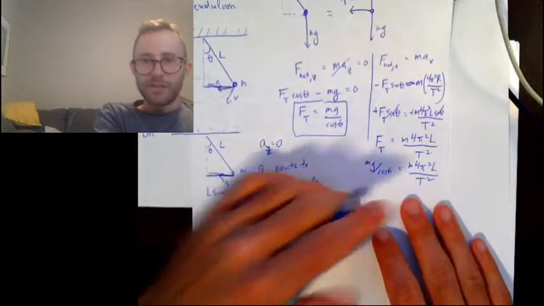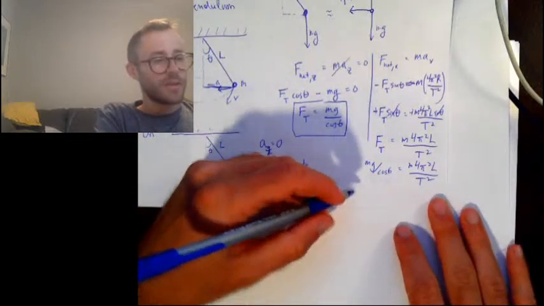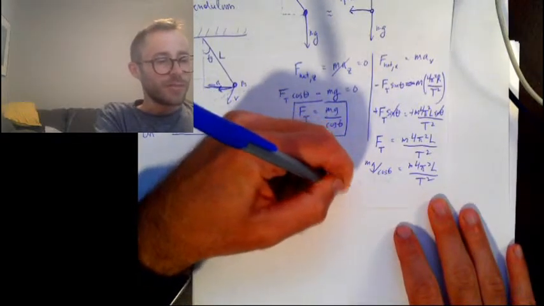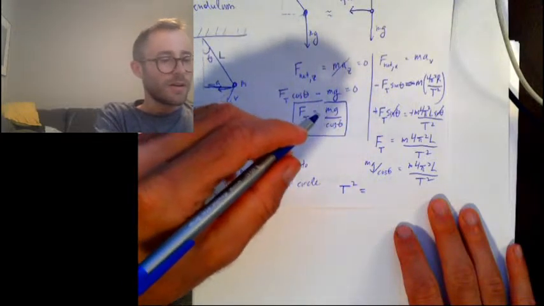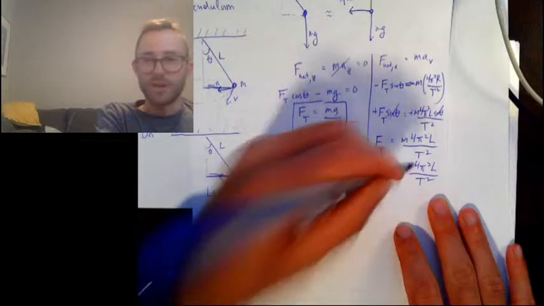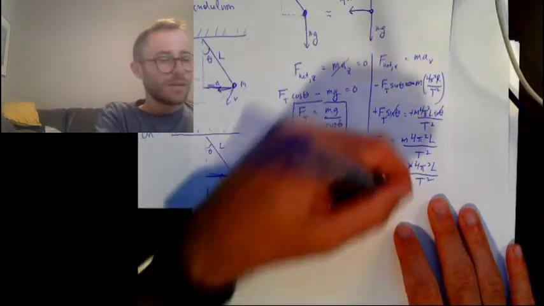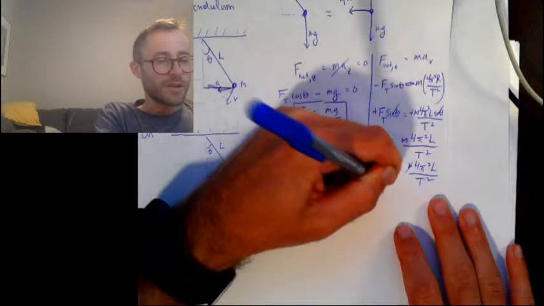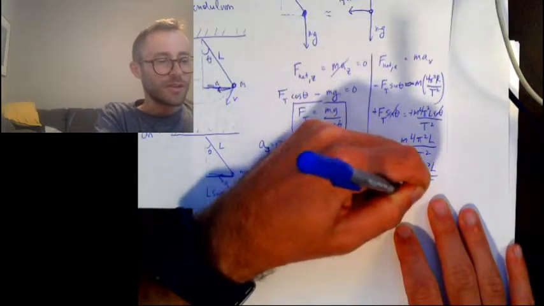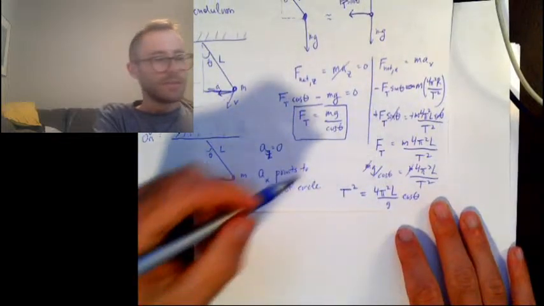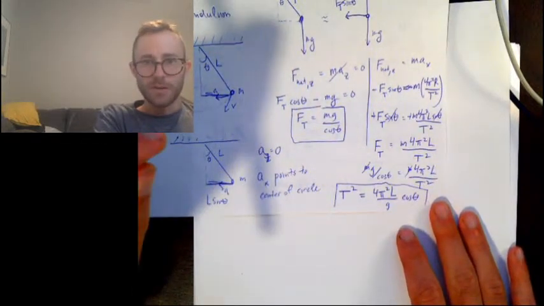So we can use this to solve for the period of the conical pendulum. If you do that, you get period squared equals, well, masses cancel out, 4 pi squared L over g times cosine of theta. So this is an equation for the period of a conical pendulum.